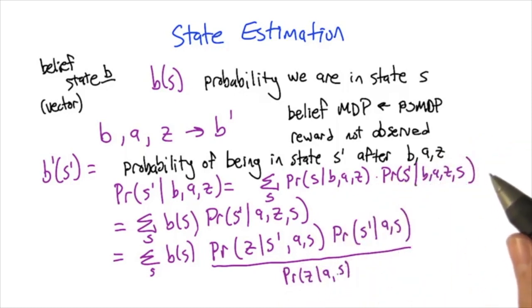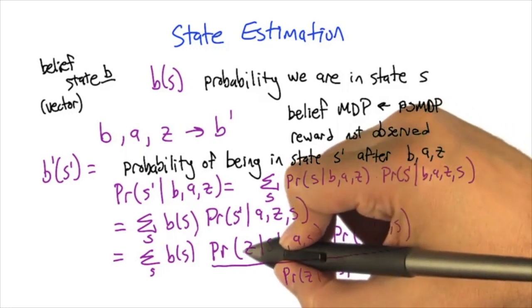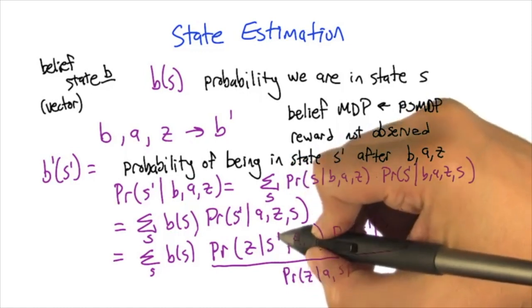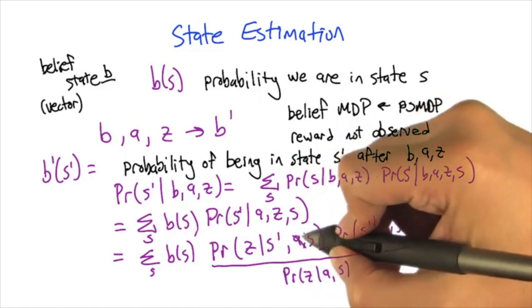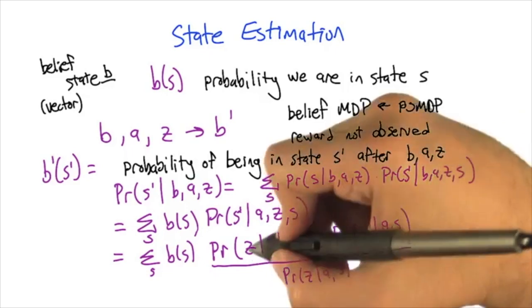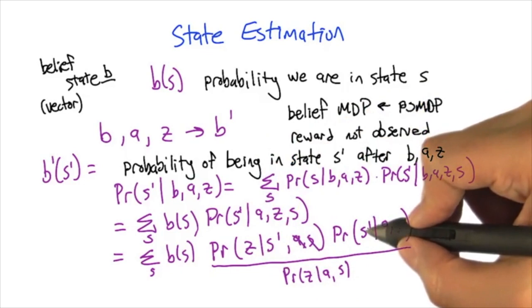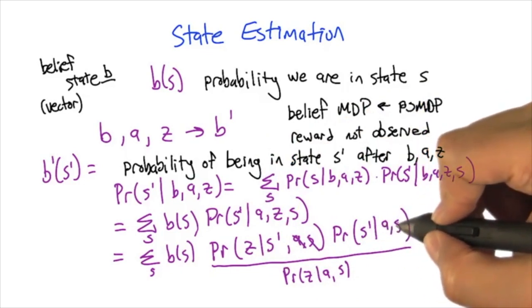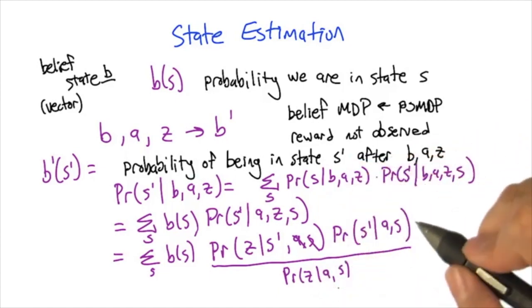Now we're getting really close to quantities that we recognize. In particular, the probability of an observation given the state that we just landed in is independent of the action and the state that we just took. So this is going to be the observation function. This right here is the transition function, the probability of landing in some state S prime given that we were in state S and took action A. And then this is just going to be a normalization factor at the bottom.